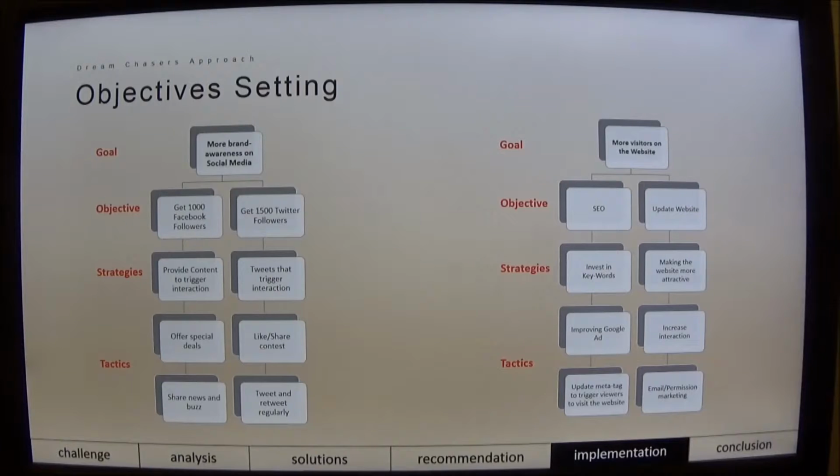And what is the tactic behind it? So you offer special deals. What's the tactic? You share news and buzz. And for Twitter, you tweet and retweet regularly, so your name pops up every time on the timeline of people. So for the other part, more visitors on the website, okay, it's good that you are available online, but if they are not coming to your website, the first part is useless. You're not selling something via Facebook, you're selling it via your website. So being present online is very important, but you need to drag them to your website eventually.